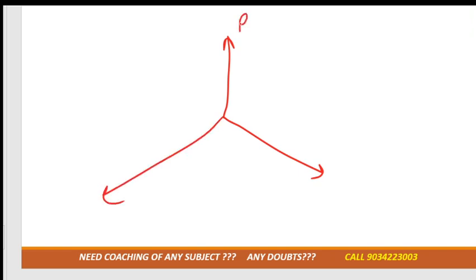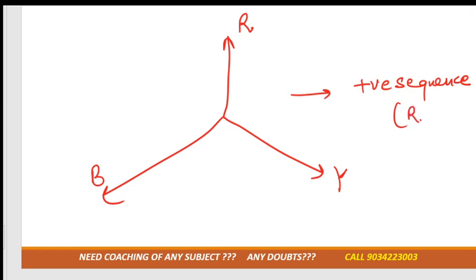Okay. Now in three phase, we'll take a sequence. First I'll take R, then Y, then B. It means it goes from R to Y, Y to B, B to R. Then it is known as positive sequence, and positive sequence is R, Y, B.